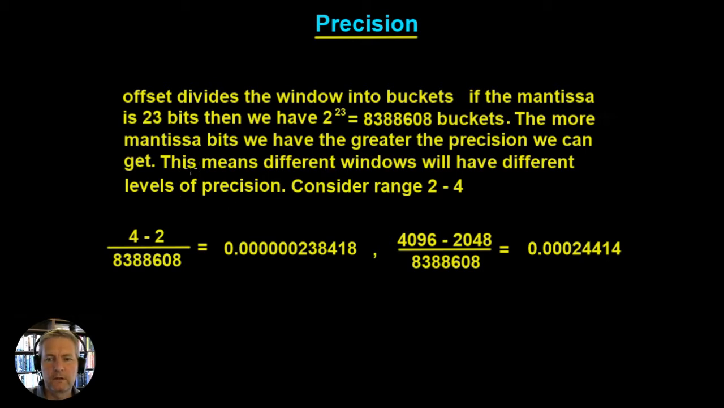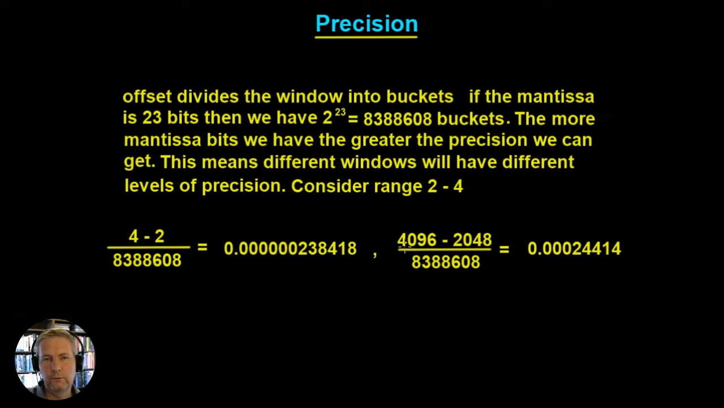But it also means that different windows are going to have different levels of precision. So let's look at two examples. Let's look at the range 2 to 4. In the range 2 to 4, the precision is going to be 4 minus 2, so that's the length of the window, divided by the value here, 8388608. That's going to give us the precision of each bucket, and you can see here it's approximately 2.3 times 10 to the minus 7.